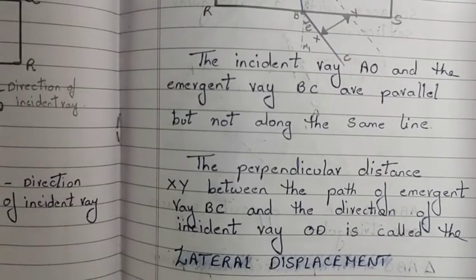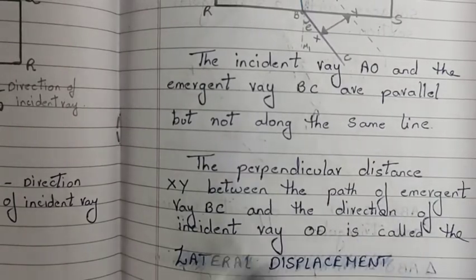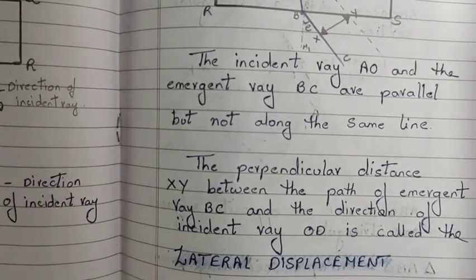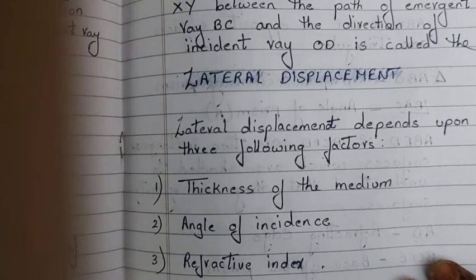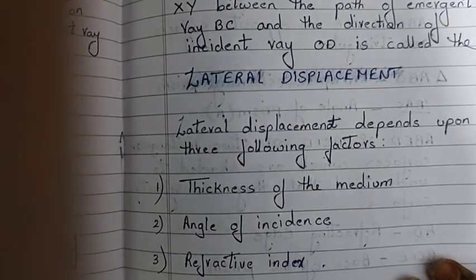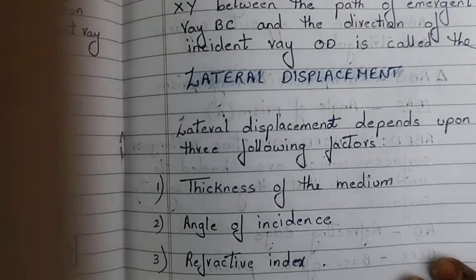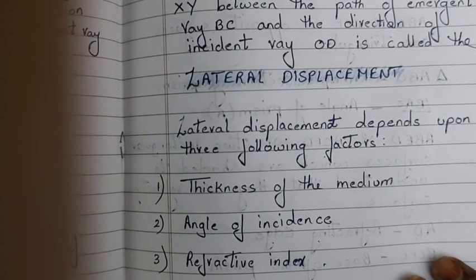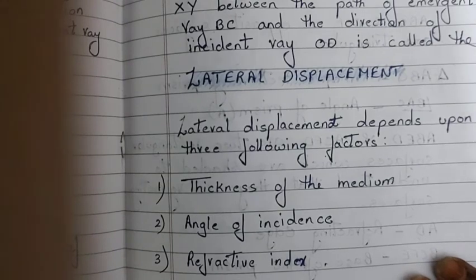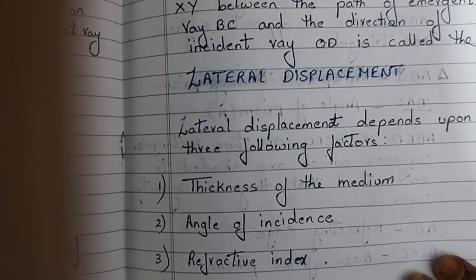So the perpendicular distance XY between the path of the emergent ray BC and the direction of incident ray OD is called the lateral displacement. Lateral displacement depends upon three factors: thickness of the medium, angle of incidence and refractive index. If thickness is more, lateral displacement will be more. If angle of incidence is more, lateral displacement will be more. And if the refractive index of the medium is more, obviously lateral displacement will also be more. These are the three factors on which lateral displacement depends.